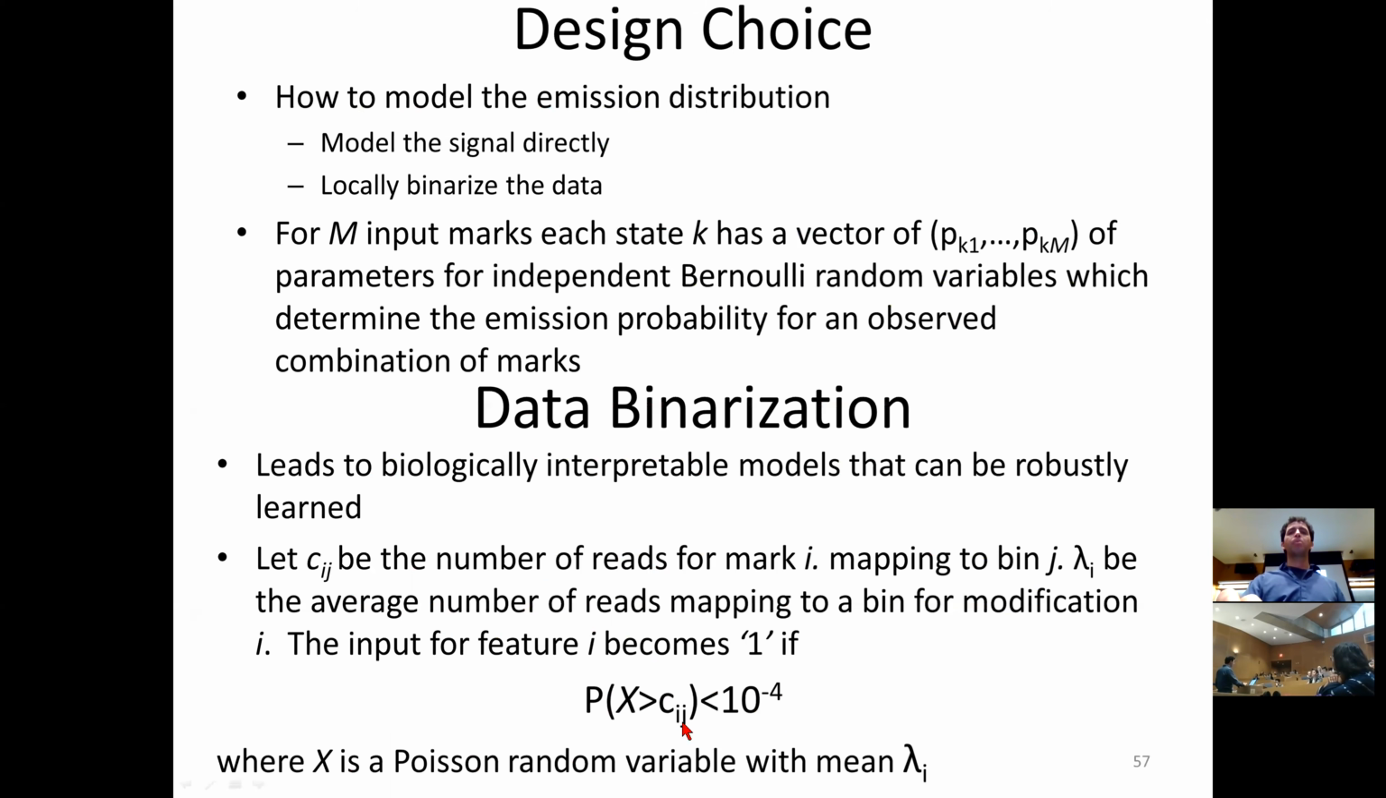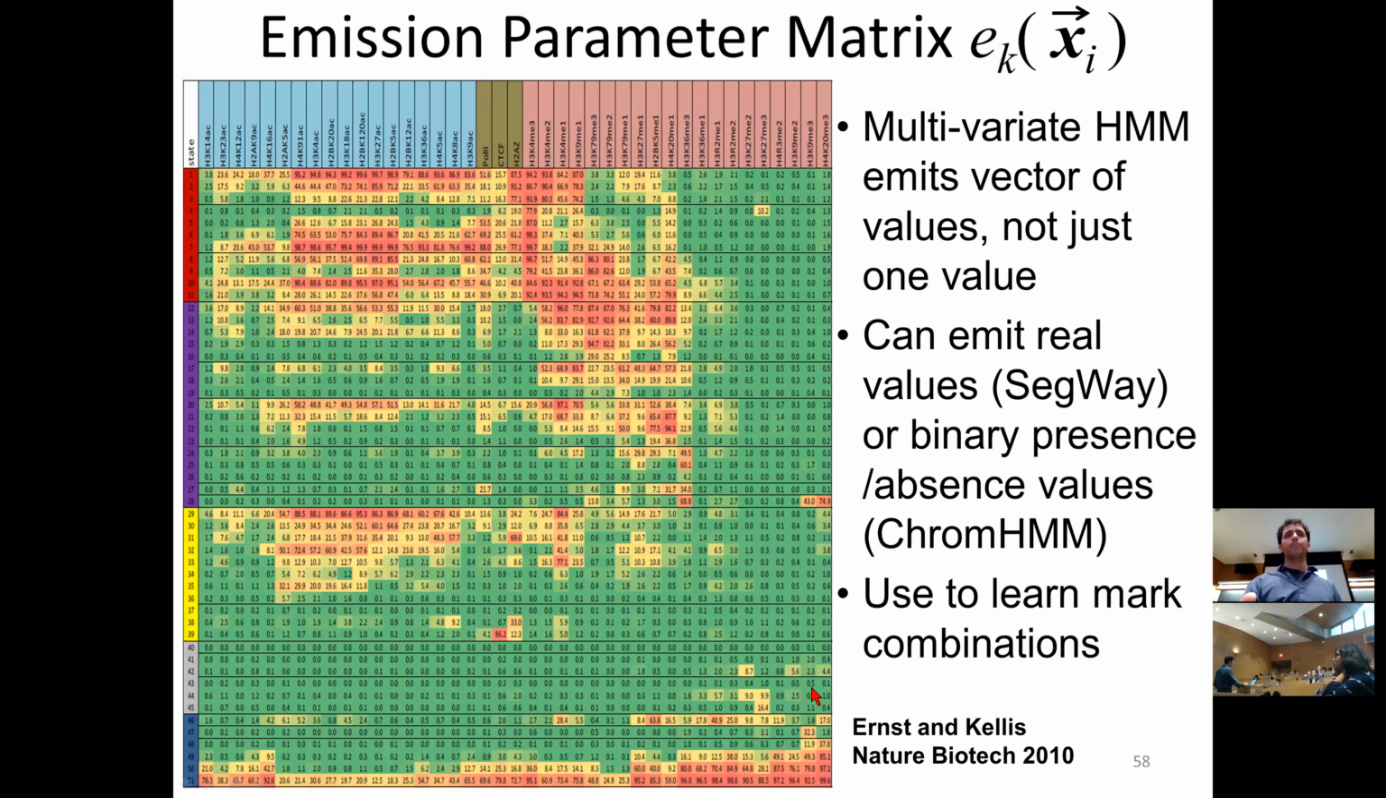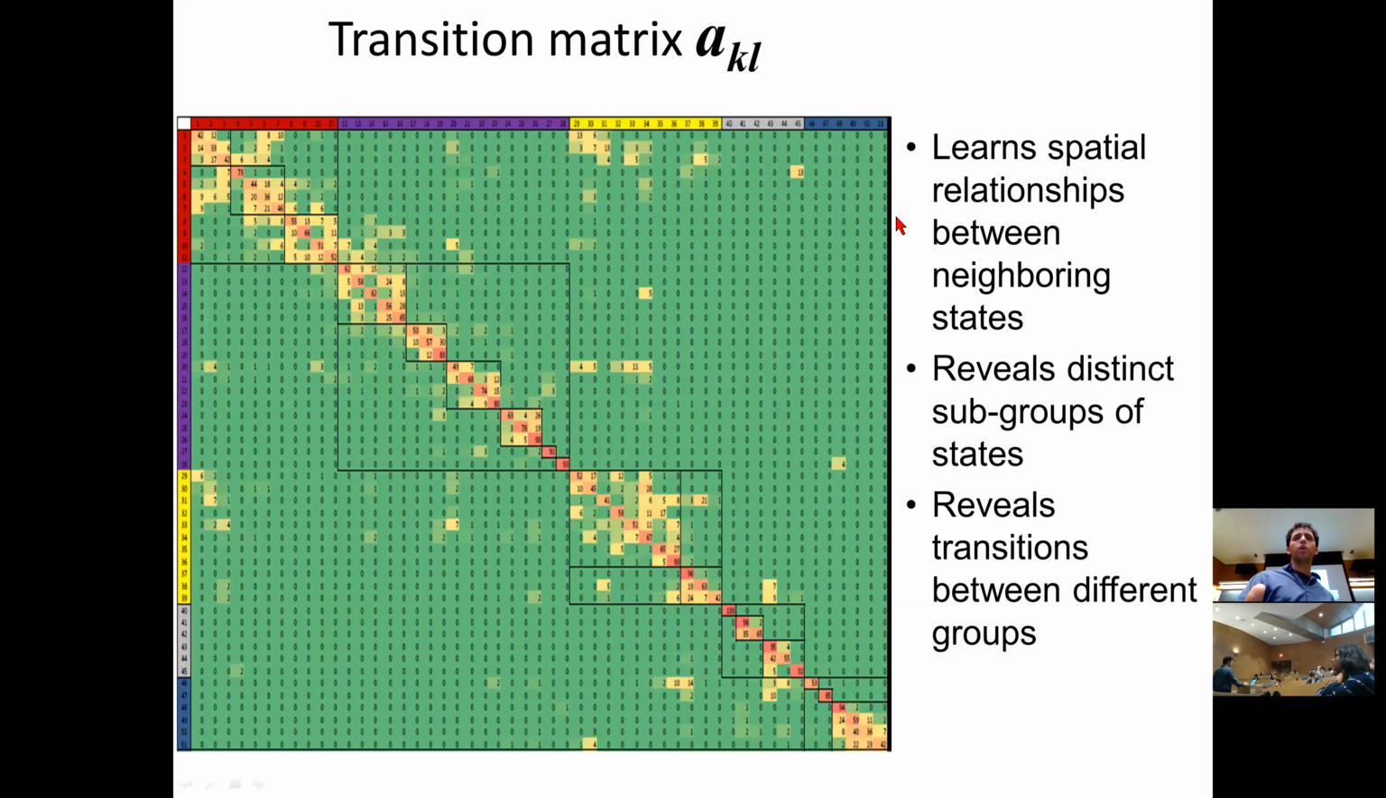And then when that probability exceeds some threshold, it basically says it's really unlikely that the signal here comes from random noise, then you make that a 1. And you adjust that threshold based on your sequencing depth for every mark independently. Once you have that, you can learn an emission matrix using Baum-Welch and a transition matrix, again using Baum-Welch.